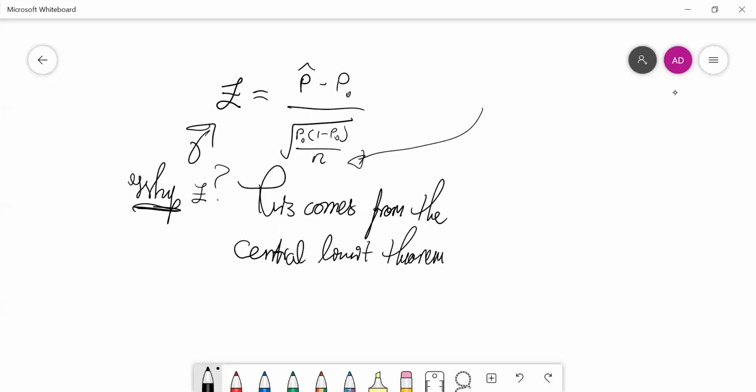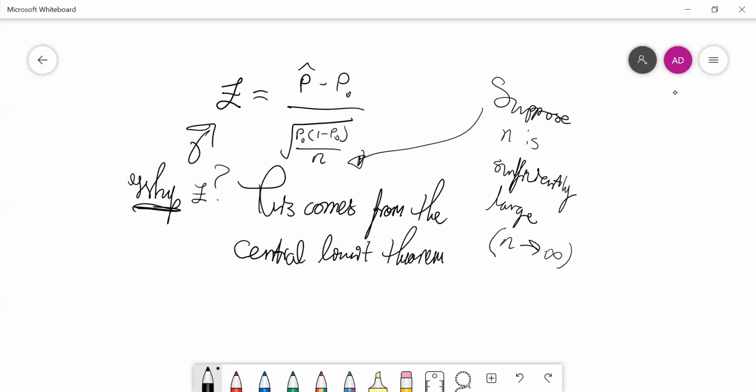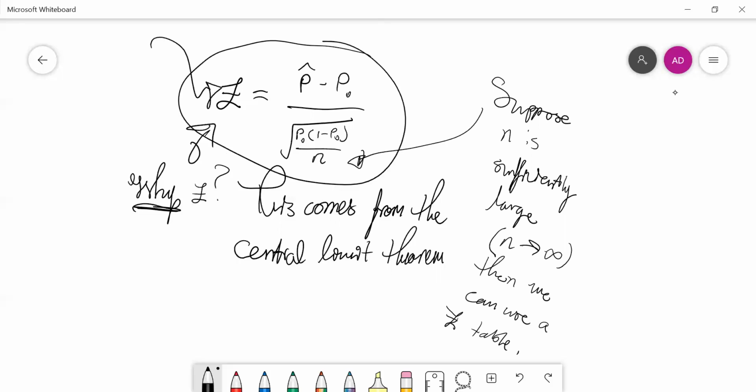So if we suppose n is sufficiently large, n tends to infinity, then we can use a z-table. The table you'd be using to conduct your hypothesis test is a z-table, and that's why we're using z.